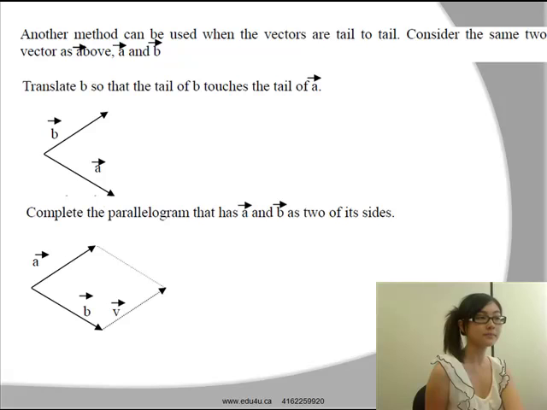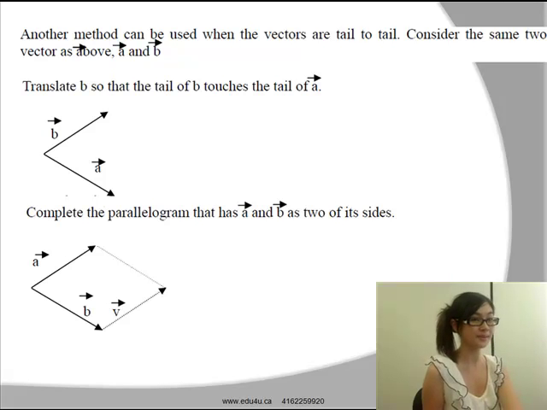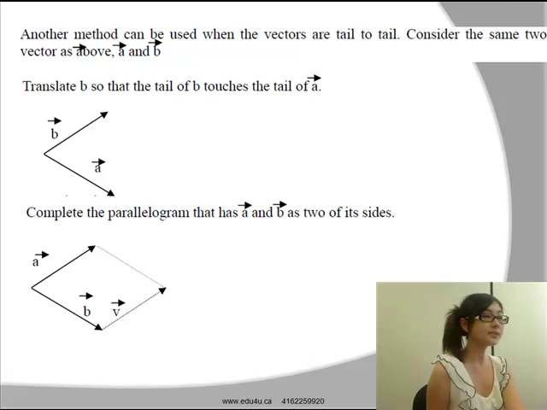Another method that can be used is the tail-to-tail technique. It is not as efficient as the other one, so I do recommend the head-to-tail technique over this one. But you have to know how to do both of them. Consider the same two vectors above, A and B, and translate B so that the tail of B is touching the tail of A. Then what we do is we complete this parallelogram.